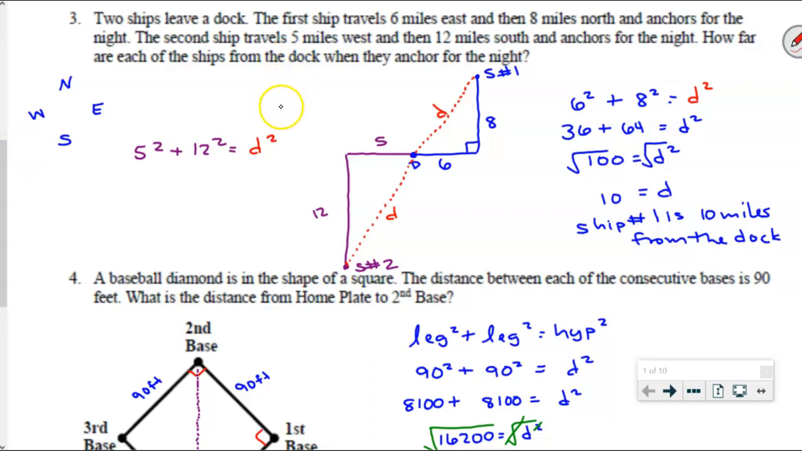But let's go nice and slow for the video. A leg squared plus a leg squared is equal to the hypotenuse squared, or in other words, the distance squared. 5 squared is 25. And 12 squared is 144. We add those up together and it is equal to our distance squared. But 25 plus 144 adds up to be 169. So we take the square root of each side and we get a distance of 13, just as Kaden said. The distance is equal to 13 miles.